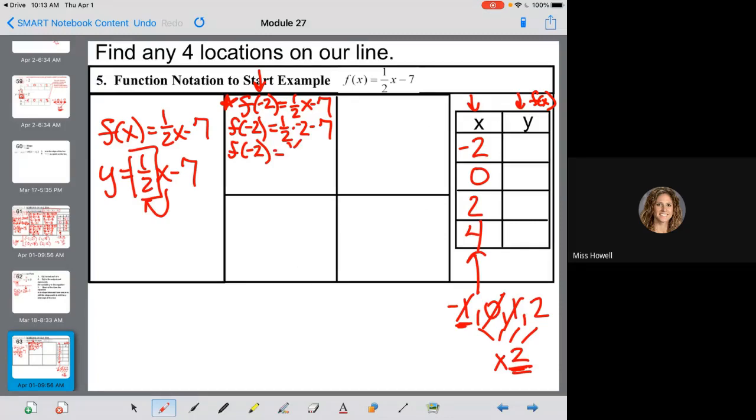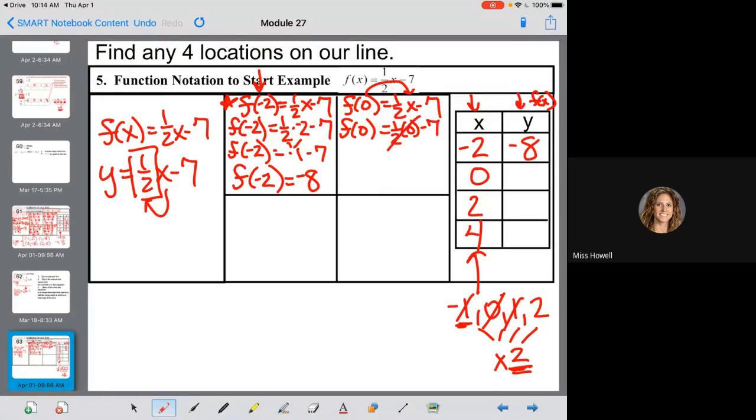So 1/2 times -2 would just give us a -1 minus 7. So the value of our function when x is -2 would be a -8. All right, so one location on this line is at -2, -8. All right, let's do the same thing for f of 0. What's the value of the function when x is 0? All right, we're taking this 0, right? It gets substituted in. So f of 0 equals 1/2 times 0 minus 7.